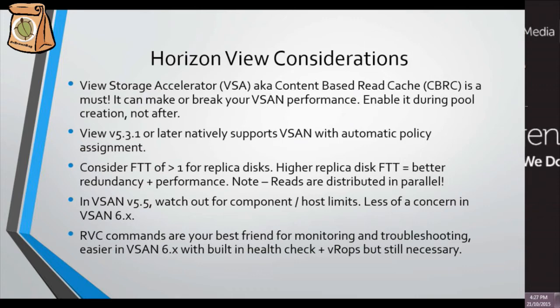Lastly, within Horizon View, RVC would be your best friend. Know your RVC commands for vSAN inside and out, because that is fundamental and very important for troubleshooting, performance tweaks, and health checks. With the emergence of vSAN health check in 6.0 and above, and especially in 6.1 with the health check built into the web console, I think that's of less importance, but there's still a lot you can do using RVC commands for deep-dive troubleshooting and changes.